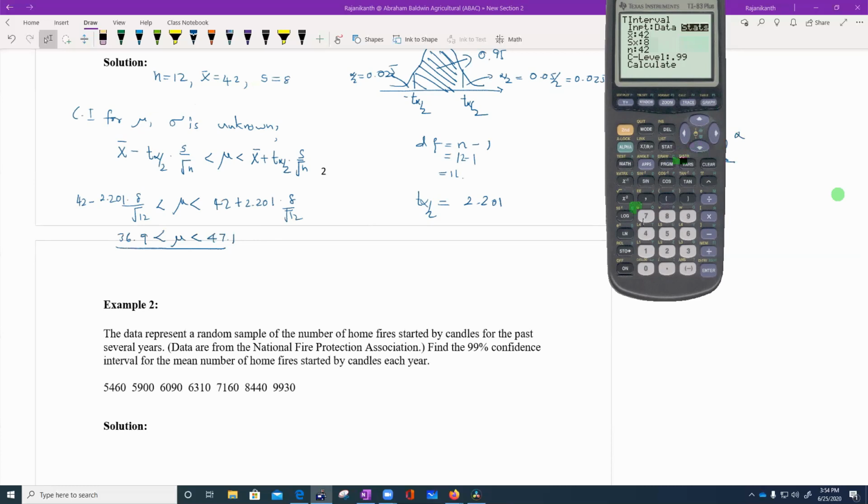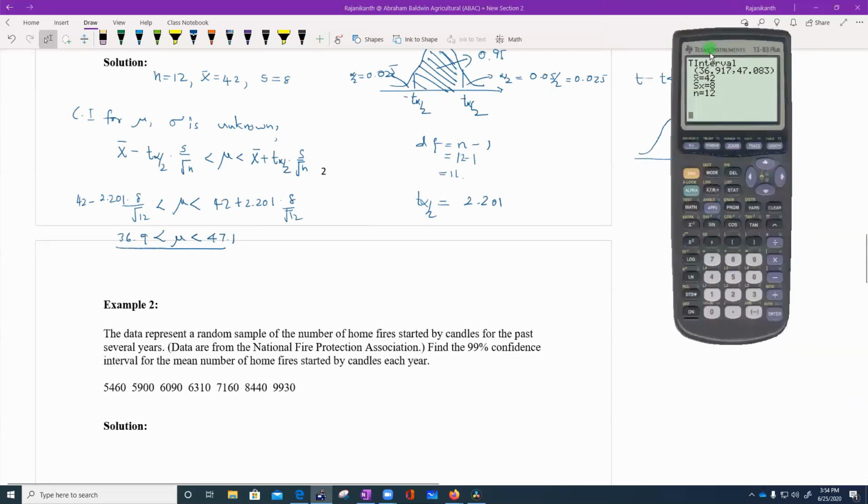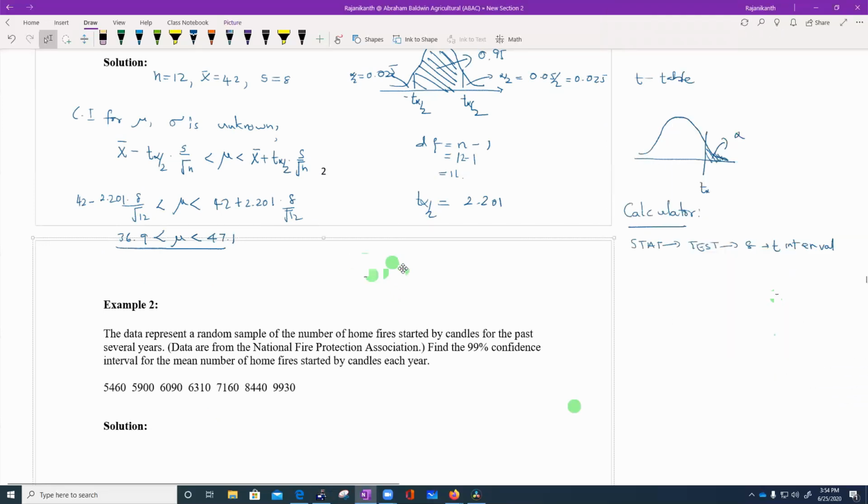And the n was 12. And the confidence level is 0.95. Enter. So it's giving 36.9 exactly, 47.1, right? So our answer is correct. Okay, so let me write down that step somewhere here.